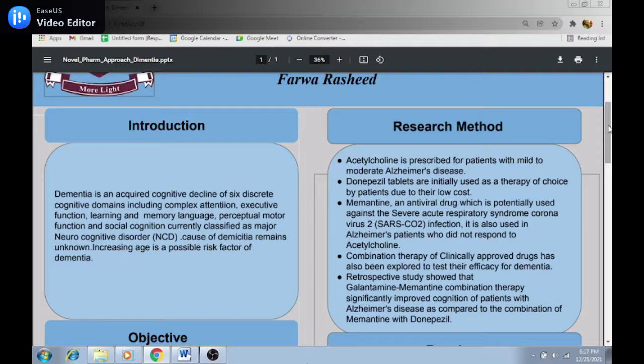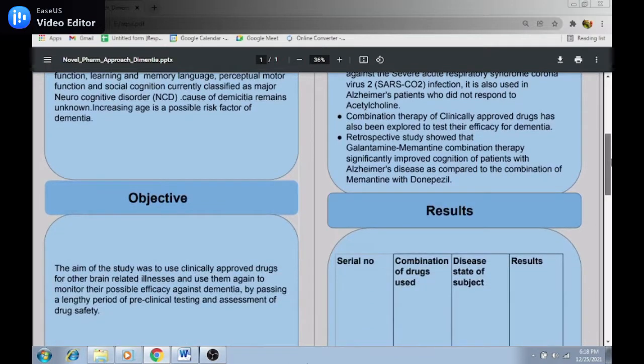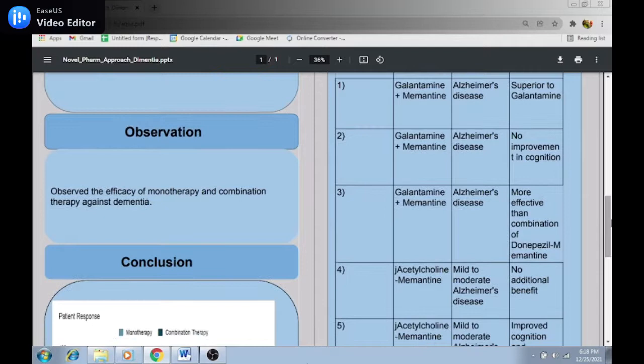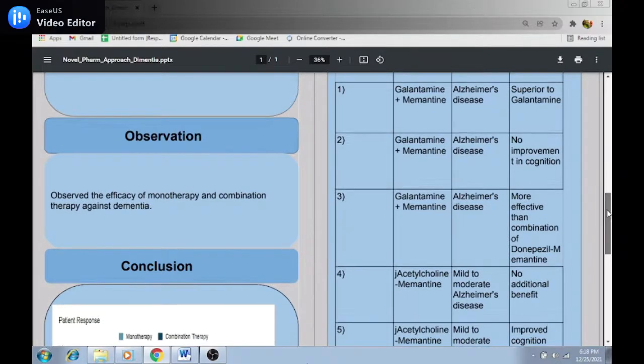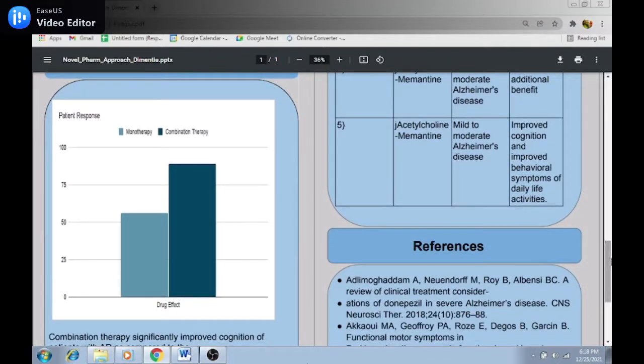Retrospective studies show that the galantamine-memantine combination significantly improved cognition of patients with Alzheimer's disease and dementia compared to donepezil-memantine combinations. Combination therapies showed similar tolerability and safety compared to monotherapy. Observations include that combination therapy is more effective, with a better safety profile, as compared to monotherapy. Let's talk about the graph and tables and results of the combination therapy and monotherapy significance.